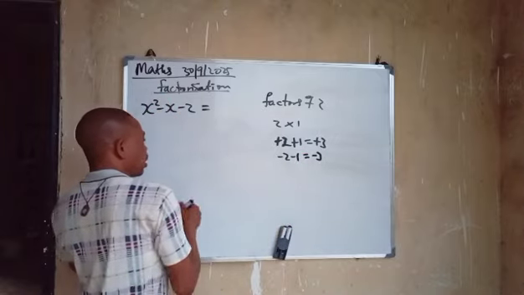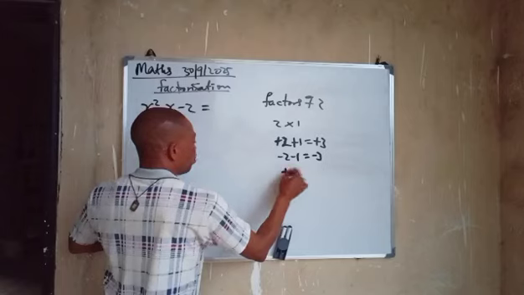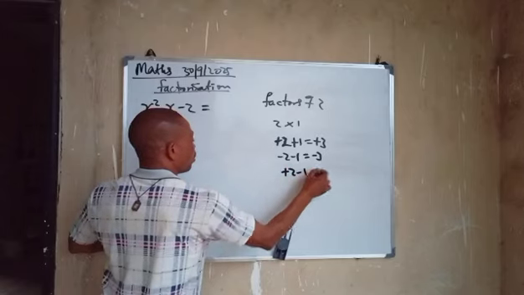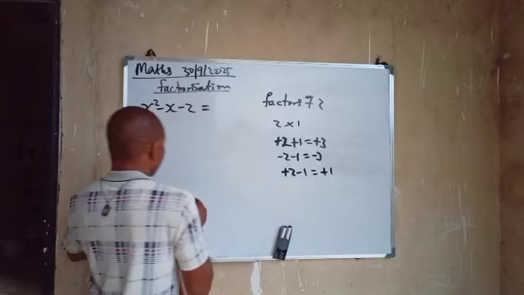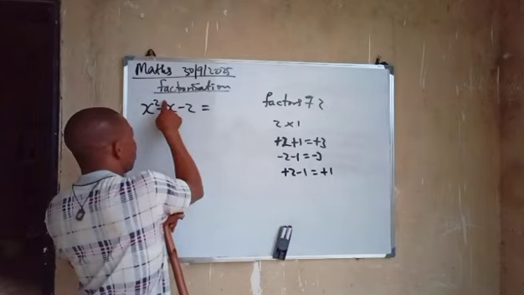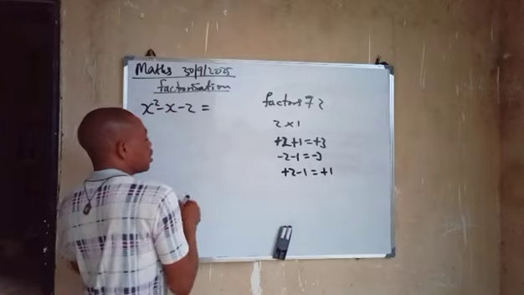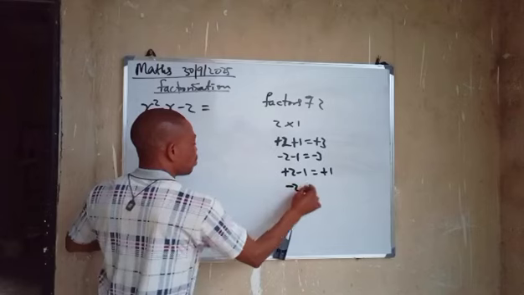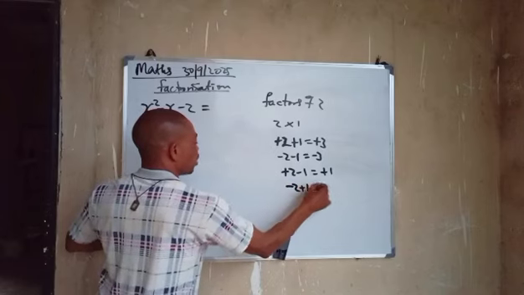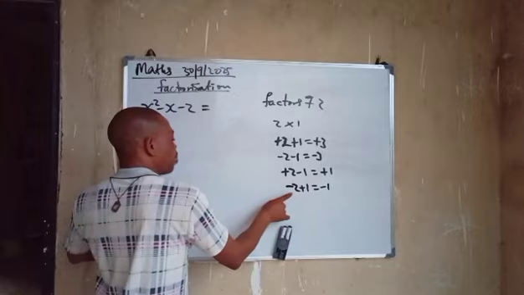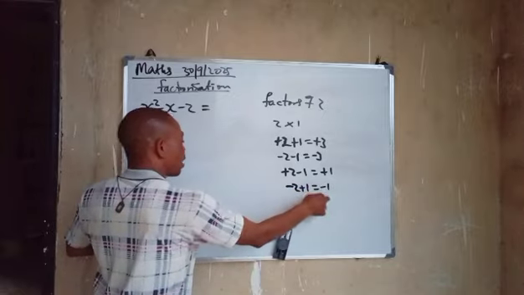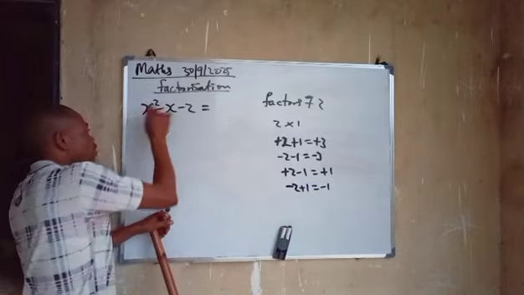We now take it the other way: plus 2 minus 1 will give us plus 1. But what we have here is a coefficient of minus 1. Then we take minus 2 plus 1, which will give us minus 1. So it is only this minus 2 plus 1 that gives us minus 1, which is the coefficient of the middle term.